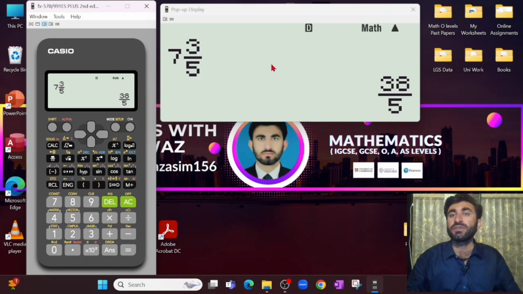And if you want to convert this into a decimal, just press the S to D button in the fourth row, and it will convert it into the decimal 7.6.